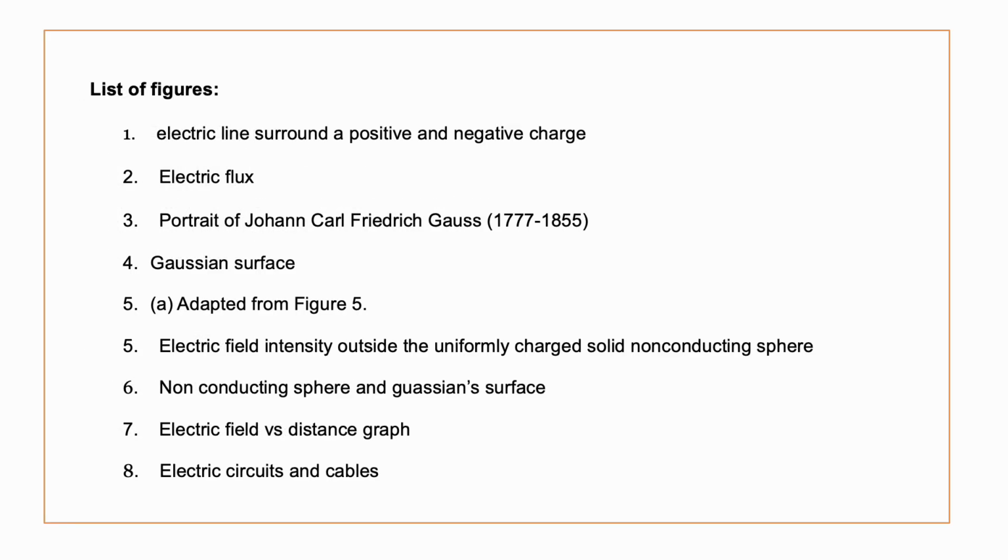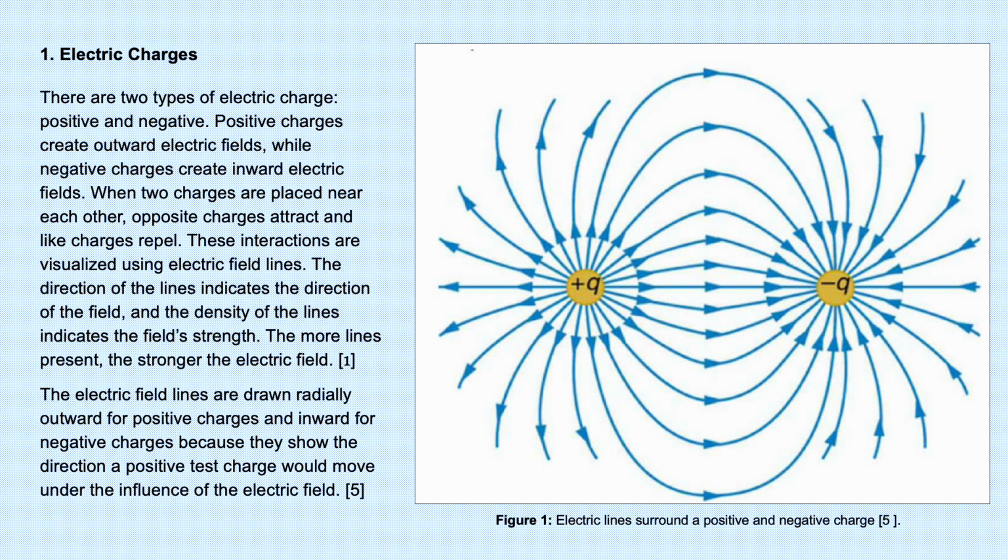This is a list of figures that are used within this presentation. Figure 1 illustrates that there are two types of opposing electric charges. The first electric charge is a positive charge, as seen on the left within Figure 1. It has outward-facing electric lines. The other charge is a negative charge. Its field lines point inwards. These field lines not only show the direction of the field, they show its strength too.